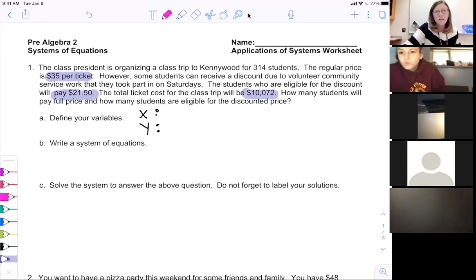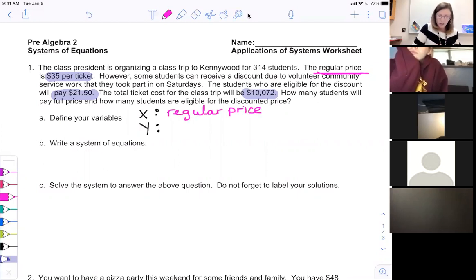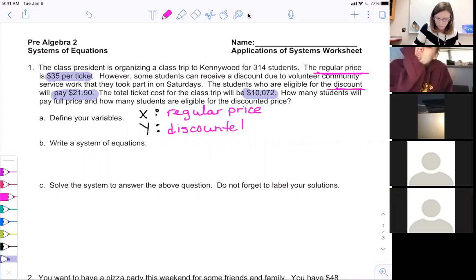So the X in this problem is a regular price. So X is our regular price ticket. And then there's a discounted price. So that's what we're comparing. How many regular price tickets, how many discounted tickets? That would be the X and the Y. Because we're not talking about students versus adults in this question. They're all students. Every student in the class is going on a class trip. So we have our regular price and then the discounted price.